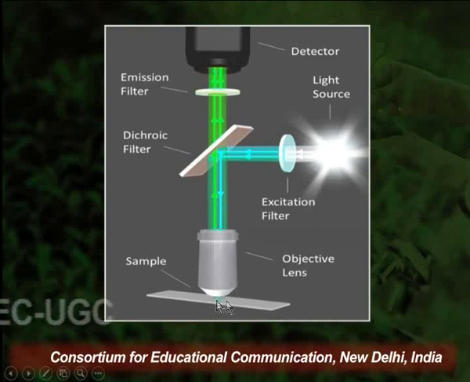sample is made visible. So this entire process involves three different types of filters, and all these three types of filters are referred to as special interference filters. They have an advantage of selecting lights of very specific wavelengths.